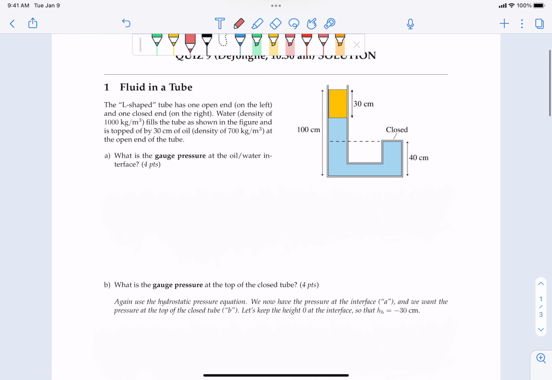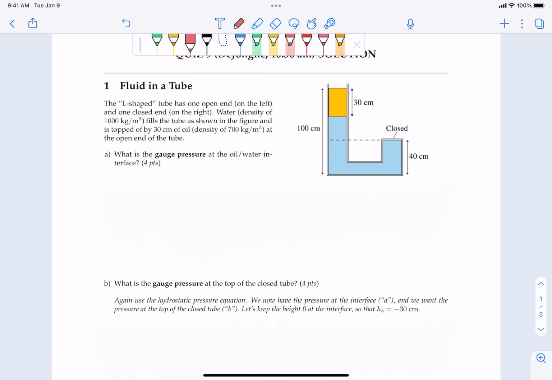A lot of this quiz is centered around these types of problems with the tubes, figuring out pressure at certain heights. What they really test you on a lot too is gauge pressure versus absolute pressure. Gauge pressure is whatever pressure you calculated minus 10 to the fifth pascals, or minus 1 atmosphere, right? That's usually something they like to test a lot.